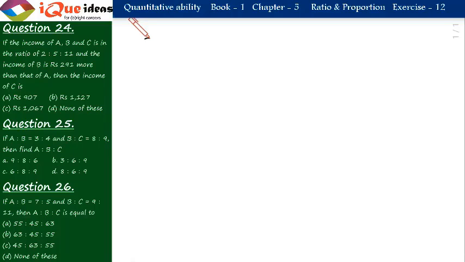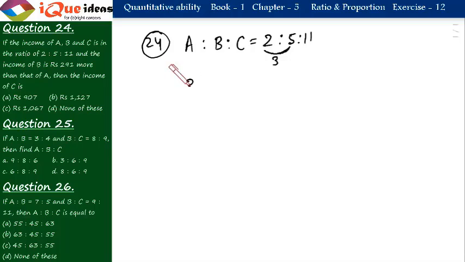Now question number 24, it says the ratio of incomes of A, B, C is 2 is to 5 is to 11. And then the question says income of B is 291 rupees more than A. So straight away you go to B and A in the ratio. You see the difference here is 3. And this 3 is given equivalent to 291.